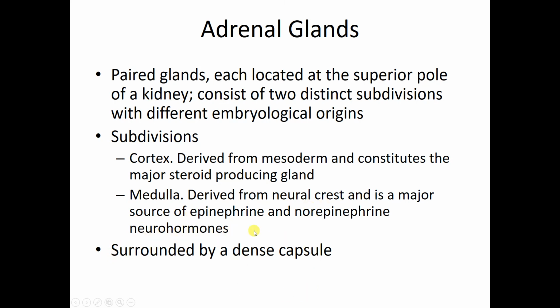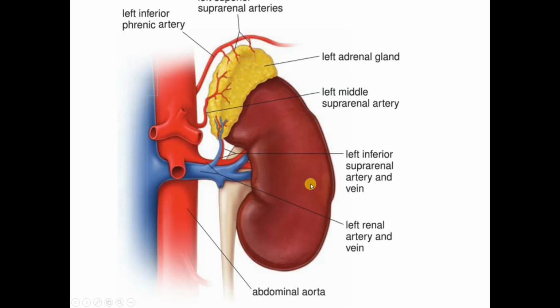So adrenal glands are surrounded by a dense capsule. This is the anatomical view. You see it has a triple blood supply. We have the left inferior phrenic artery, from which branch the left superior suprarenal arteries. It is supplied with blood by the left middle suprarenal artery, and it also goes directly from the aorta.